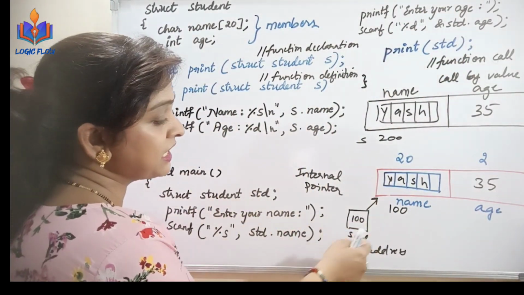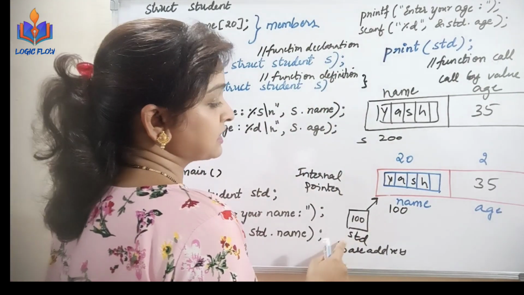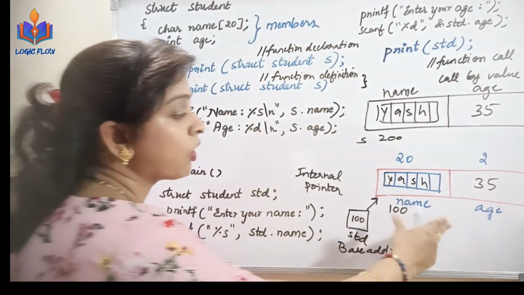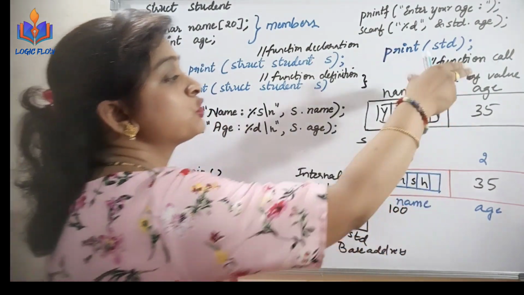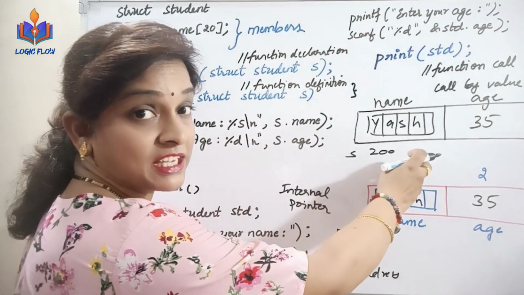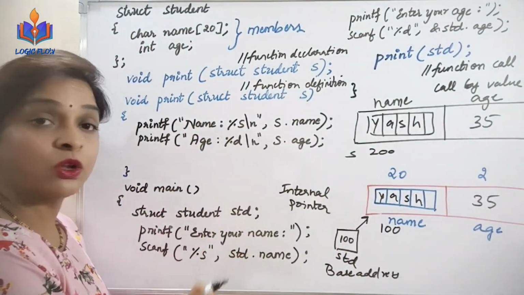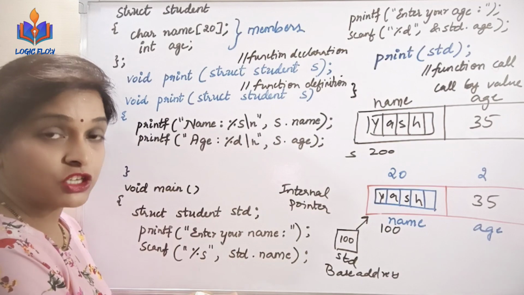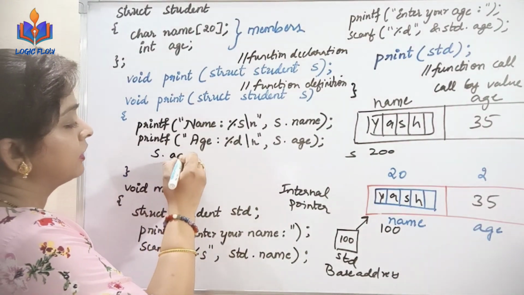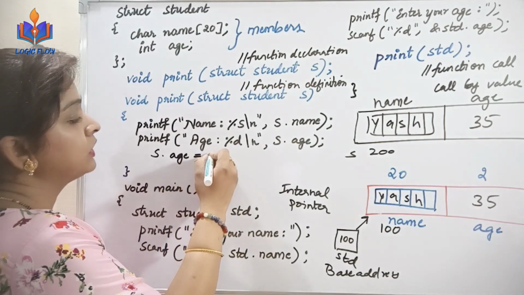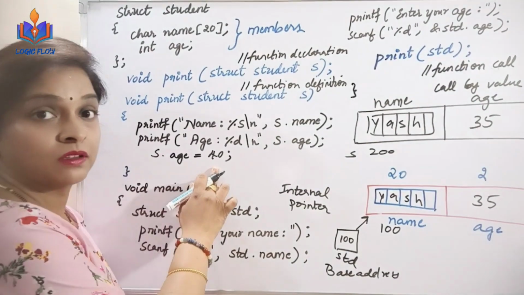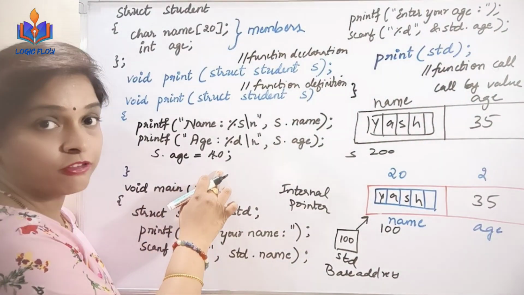So here std is different and yes is different. Std location is 100. Yes location is 200. The copy of the std is being stored in yes. So whatever changes I do with this yes will not be reflected in the std of the main function, the place where the function was called. So what I do here, I say yes dot age equal to, say, 40. Okay, I'll change this. I'll say yes dot age equal to 40.